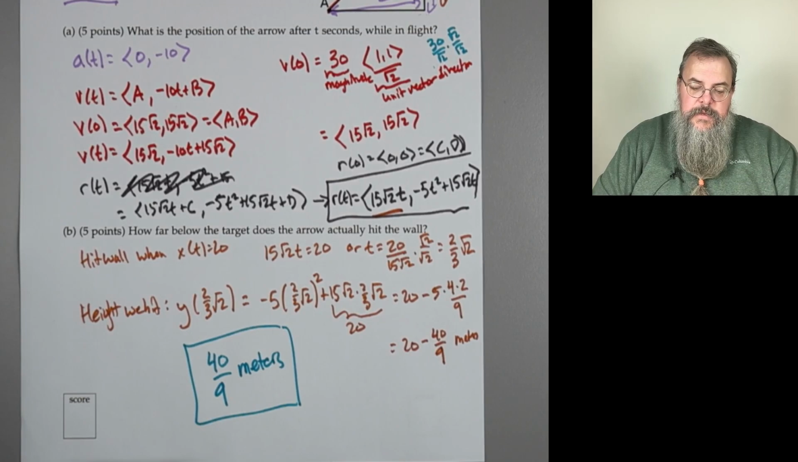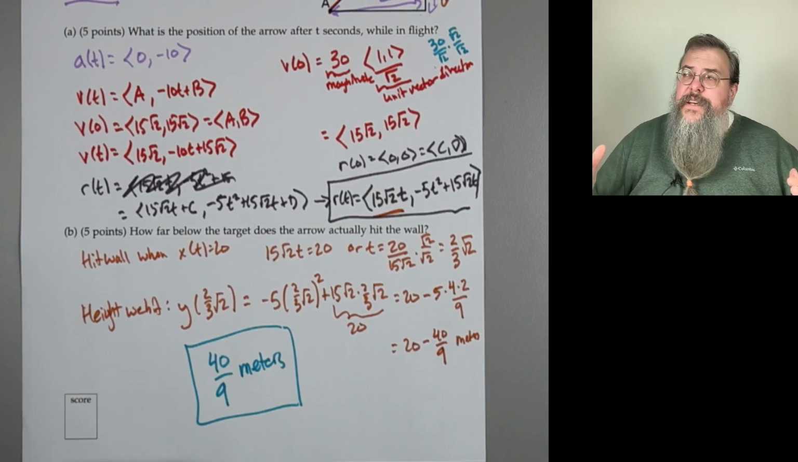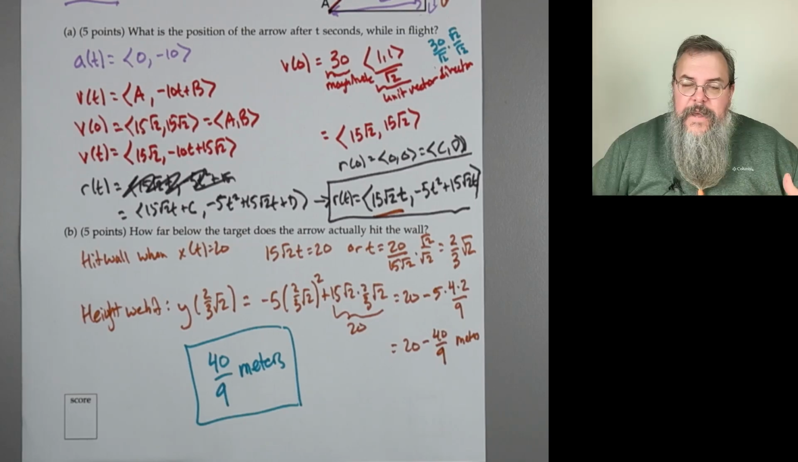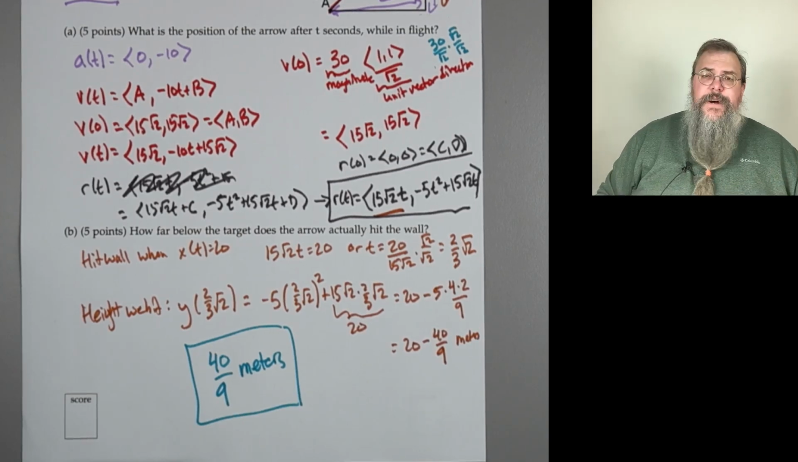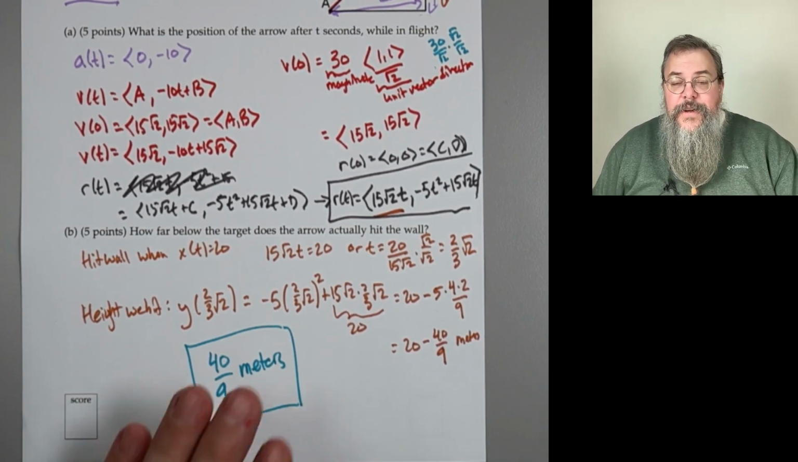And so there we go. Now 40 over 9 is about 4.5, which is good. Because 4.5 meters is reasonable. If we had said we're going to hit negative 80 meters below, like, whoa, wait, what? We can't go down that low. But okay, that's a reasonable answer.